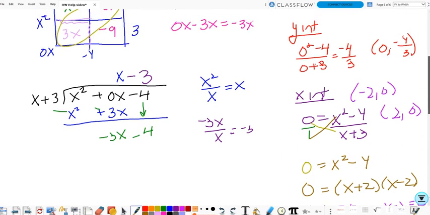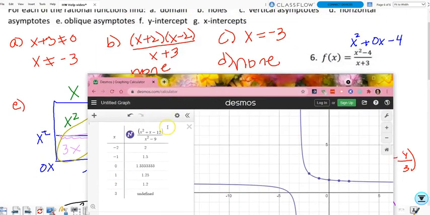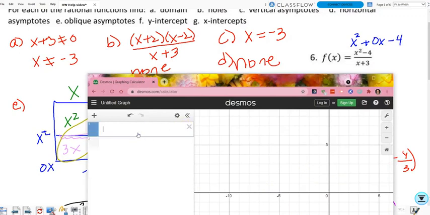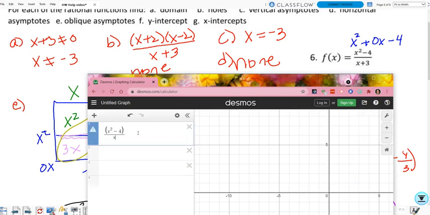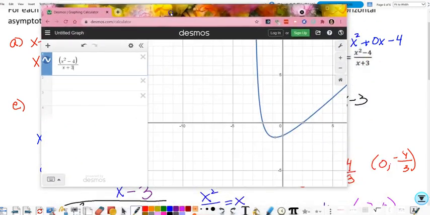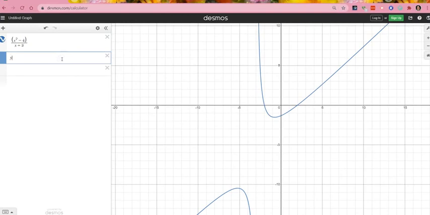Won't ask you range or end behavior with the slant asymptote. Let's look at it because it's cool. We haven't looked at a slant asymptote yet. Actually, let's graph the slant asymptote. There we go. You can see this rational graph, the blue one, is approaching this slant asymptote, which is green.